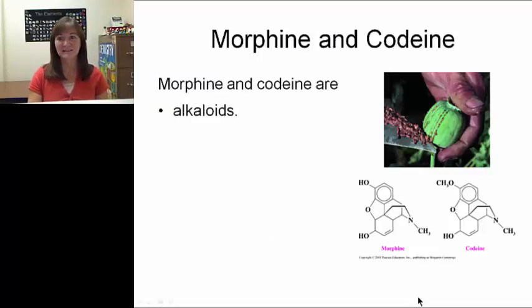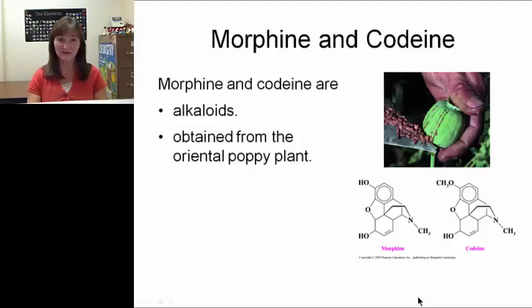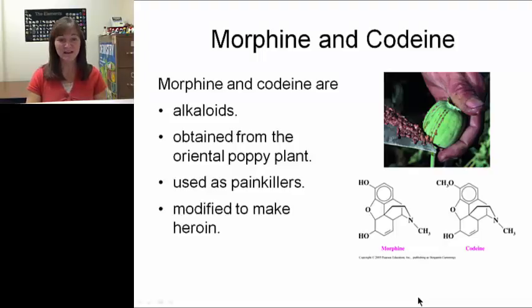And the last alkaloid we're going to look at here is morphine and codeine. Morphine and codeine are alkaloids. They're obtained from the oriental poppy plant. And there's a picture of it there. Used as painkillers. It is modified to make heroin. So here are the two pictures of morphine and codeine.